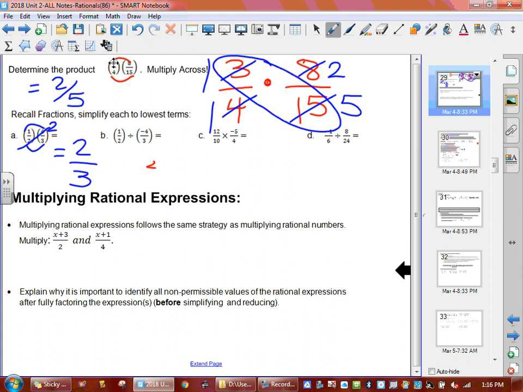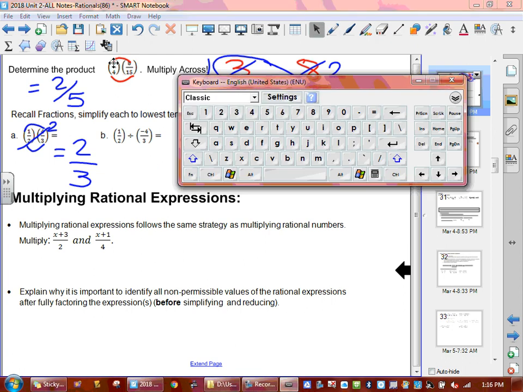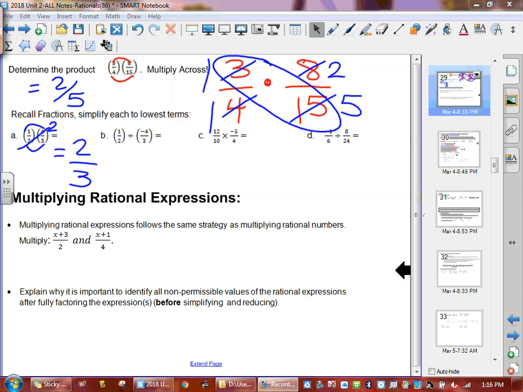Okay? Now, dividing. Does anybody remember dividing fractions? We never divide fractions. What is the rule for dividing? We flip and times. Flip and times. So we will always take a look at the fraction after the divide sign. So the fraction after the divide sign is going to flip upside down. So we're going to have 3 over 4.